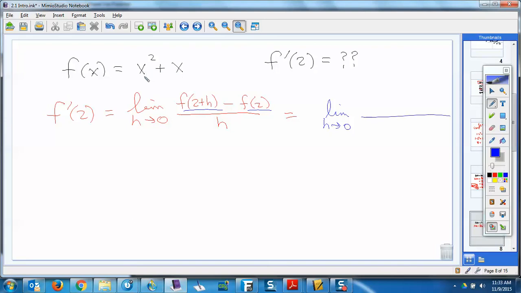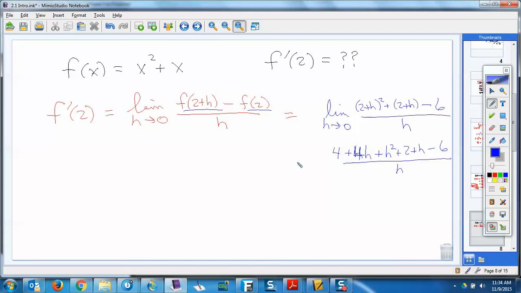You put 2 plus h into the function f. So we're going to put a 2 plus h there. So it's going to be (2 plus h) squared plus (2 plus h). I'll put parentheses around it, but it doesn't really need it. Then there'll be a minus, and then f of 2. 2 squared plus 2 is 6, all over h. FOIL that out: 4 plus 4h plus h squared plus 2 plus h minus 6.